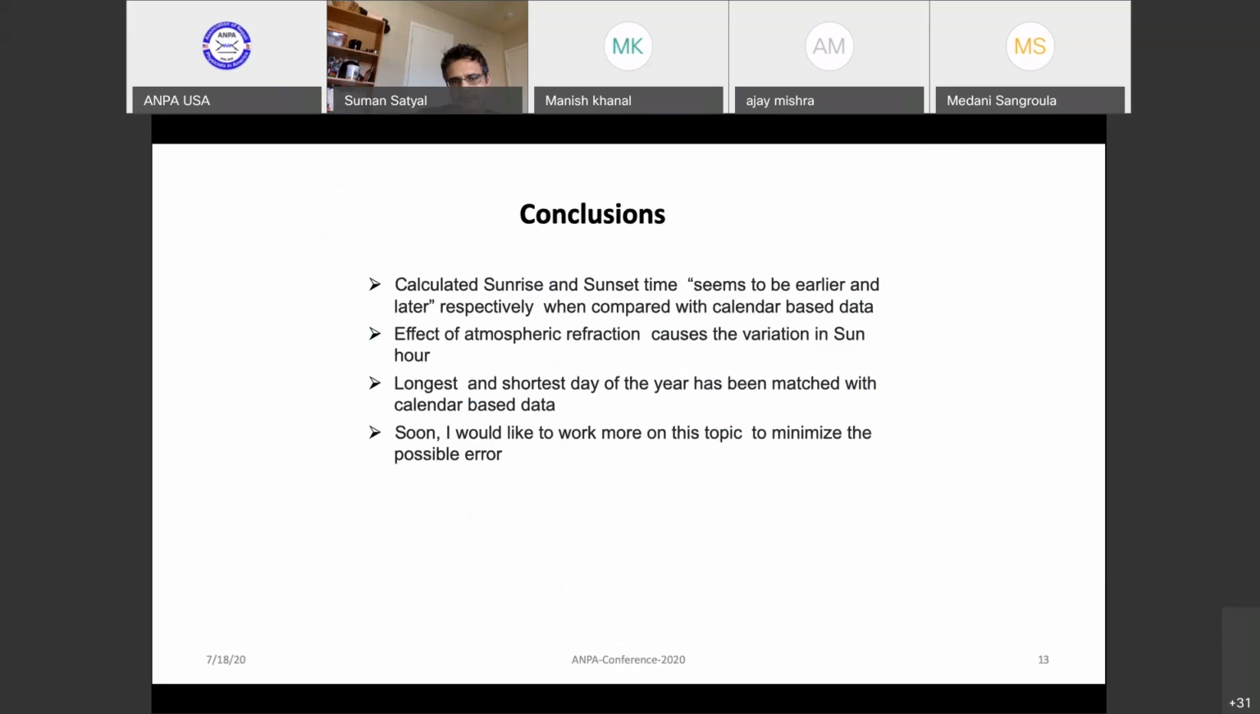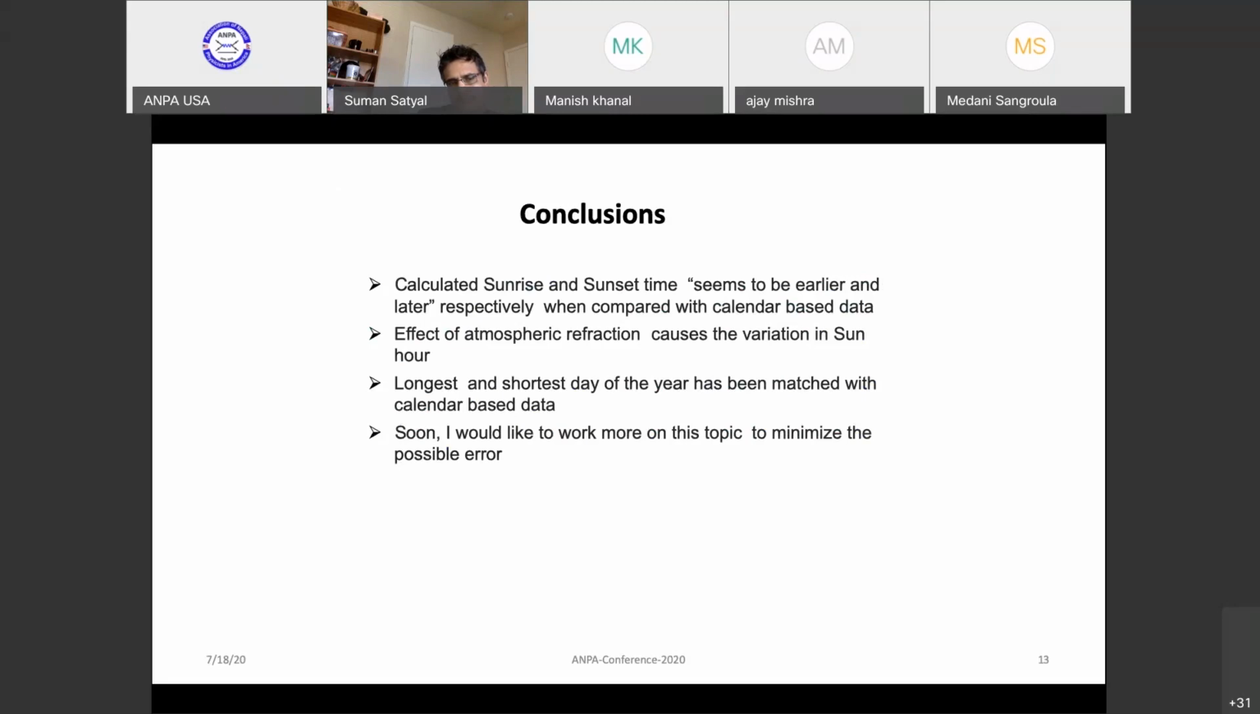In the conclusion section, let me sum up my main points. Calculated sunrise time seems to be earlier when compared with calendar-based sunrise time, and calculated sunset time seems to be later when compared with calendar-based sunset time. Due to the effect of atmospheric refraction, the position of the sun gets shifted, so there is variation seen in calendar-based and calculated sun hour.